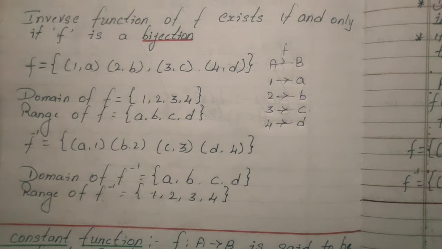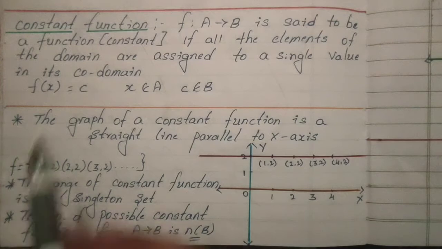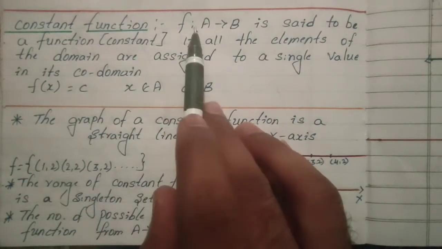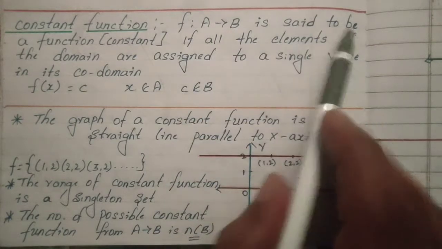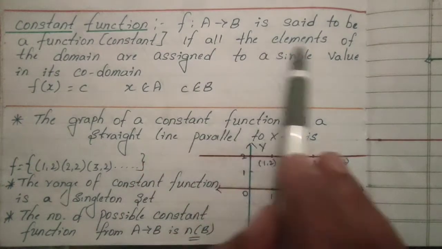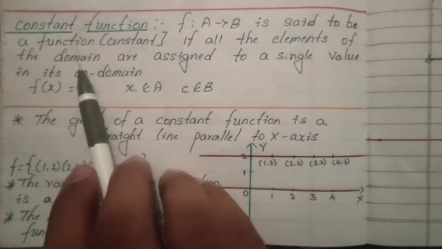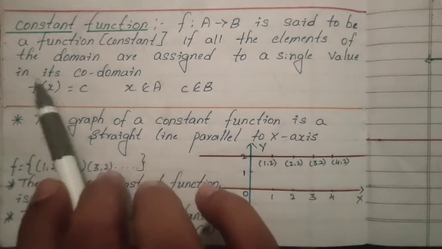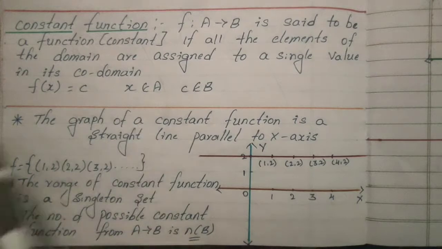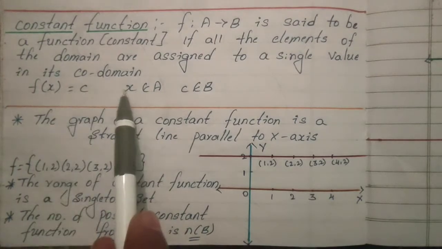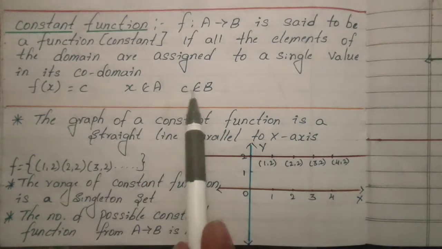Now, constant function. Function f from A to B is said to be a constant function if all the elements of the domain are assigned to a single value in its codomain. f of x equals c, where x belongs to A, c belongs to B.